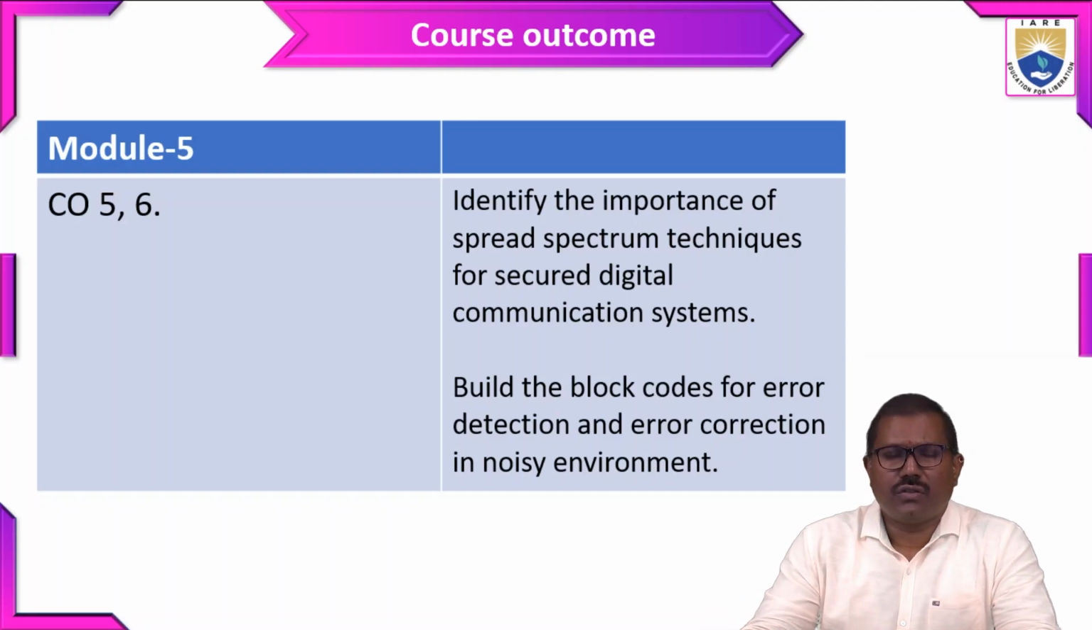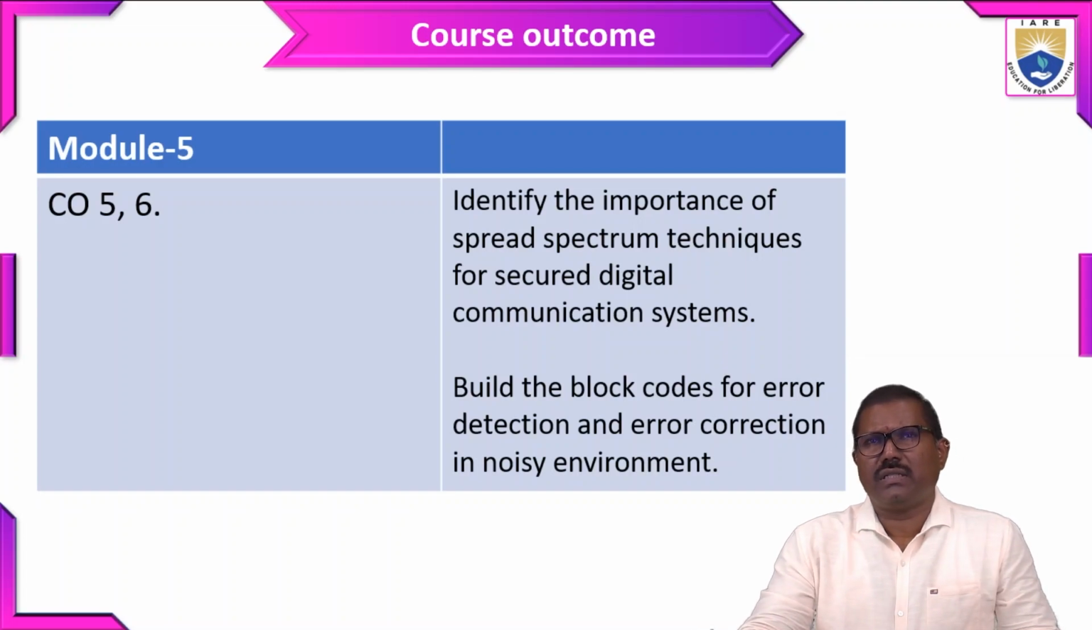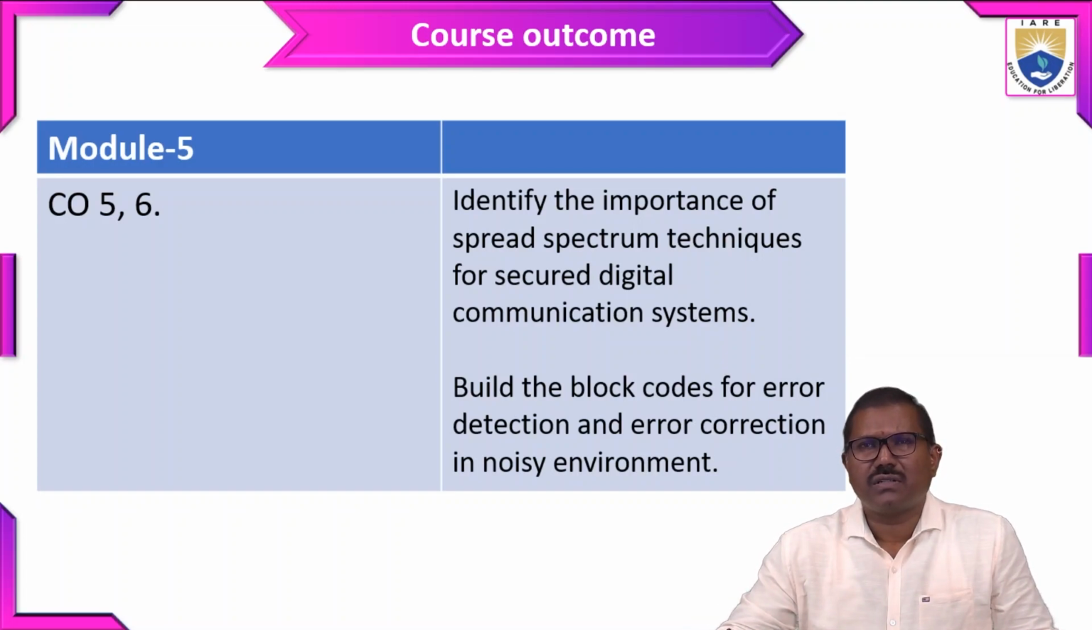Now the fifth module contains spread spectrum techniques and error control codes. This module is covered by two outcomes: one is CO5 and another is CO6. CO5 states: identify the importance of spread spectrum techniques for secure digital communication systems. CO6 is: build the block codes for error detection and error correction in noisy environments. So these are the course outcomes.